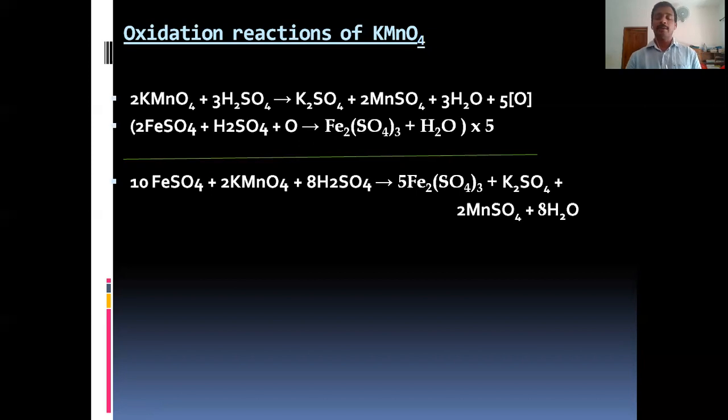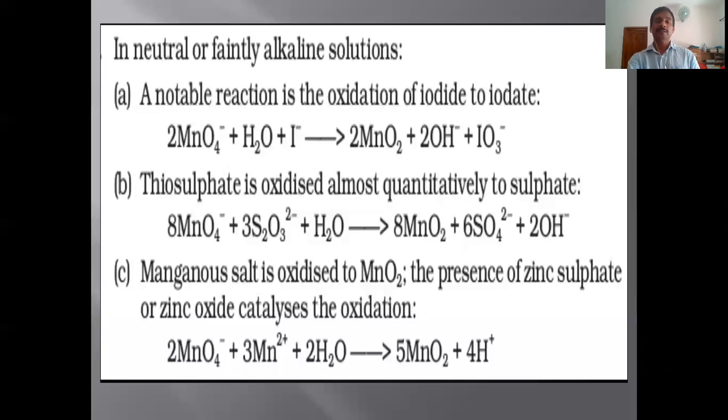Similarly, you can write other reactions. I am not mentioning those reactions here. I have given one example to show the oxidation reactions of potassium dichromate and potassium permanganate. And this potassium permanganate can act as an oxidizing agent even in neutral or basic medium. So in neutral or faintly alkaline solution, the important oxidation reactions are these.